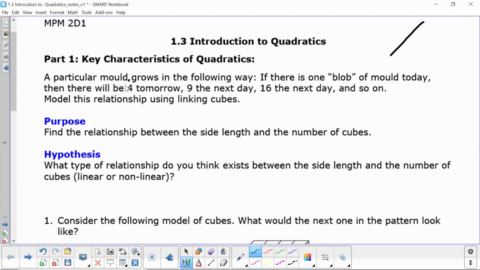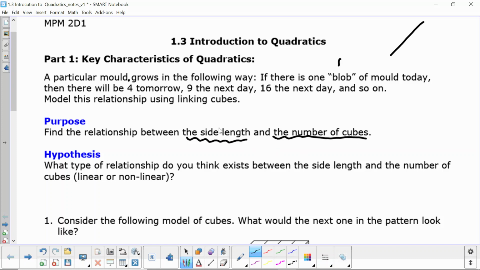A particular mold grows in the following way. If there is one blob of mold today, so number 1 today, then there will be 4 tomorrow, 9 the next day, 16 the next day, and so on. So you need to model this relationship. First, with some physical objects, cubes. The purpose for this one is we want to find the relationship between the side lengths and the number of cubes.